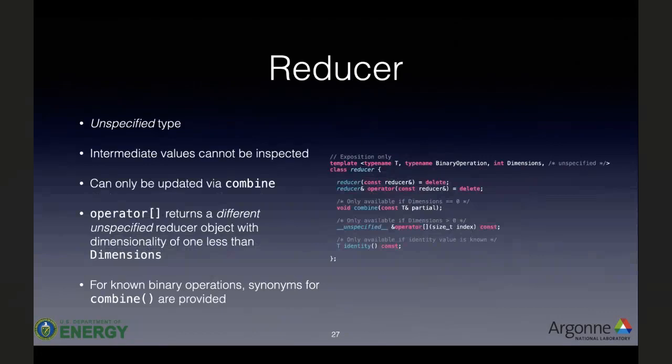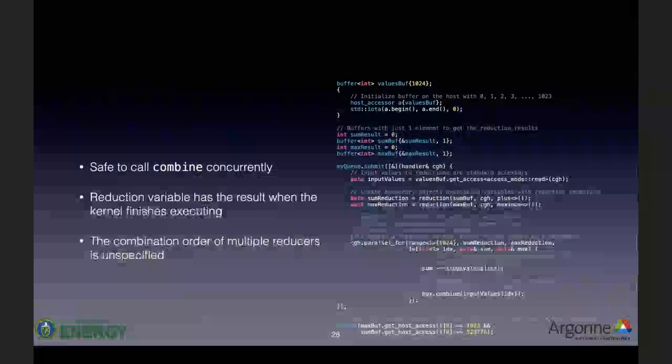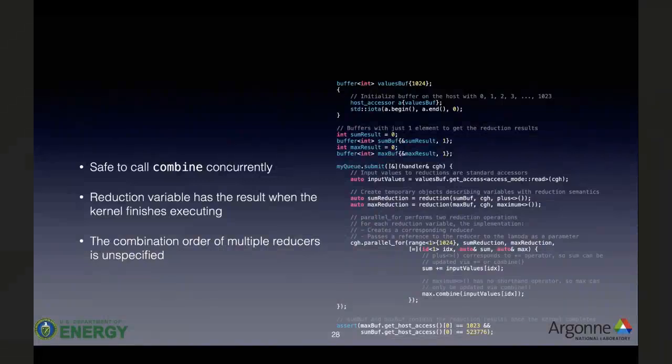So reducers are pretty simple, and you can also get the identity out of a reducer if the identity value is known. What the implementation will guarantee is that it's safe to call combine concurrently from different work groups, different work items. The reduction variable will have the result when the kernel finishes executing. You're given that. If you pass multiple reducers like we do in this example, you don't know the order between them. There's no guaranteed ordering for when things get updated.